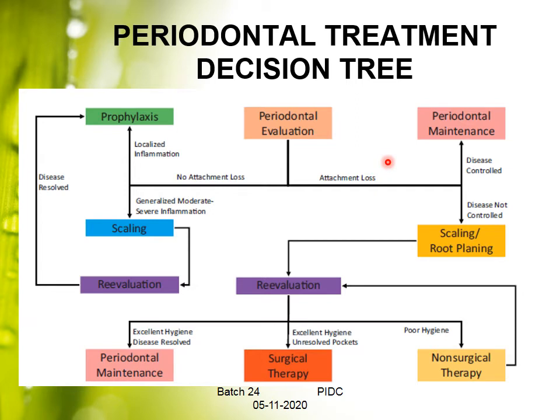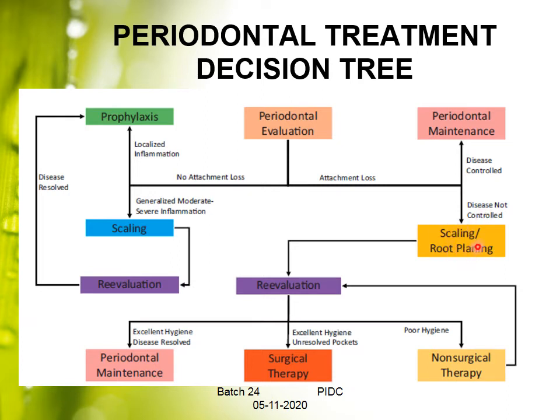So, coming on to the periodontal decision tree. Whenever you evaluate a case periodontally and if you find attachment loss in that particular case, you go in for, if the disease is not controlled, you go in for scaling and root planing. But if you could control the disease, just place the patient on periodontal maintenance.